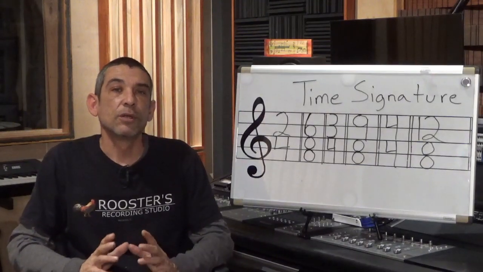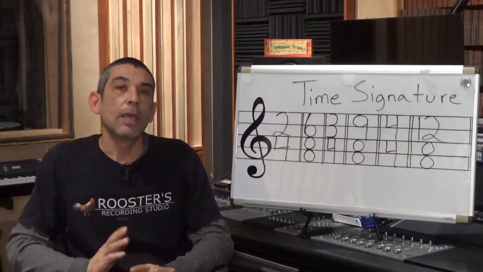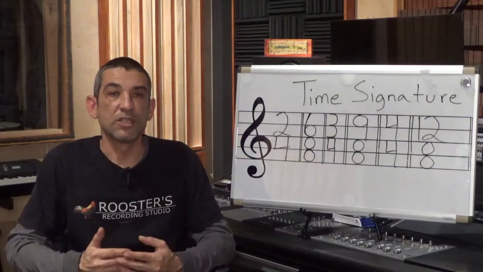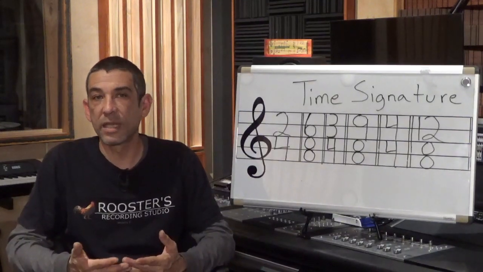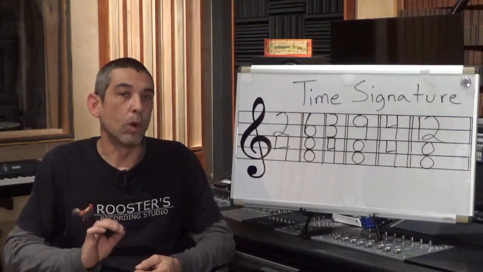The time signature is going to be placed at the beginning of the music next to the clef. And what it does is it indicates a specific note value, such as a quarter note, half note, etc. And it tells you how many of those note values are in one measure.